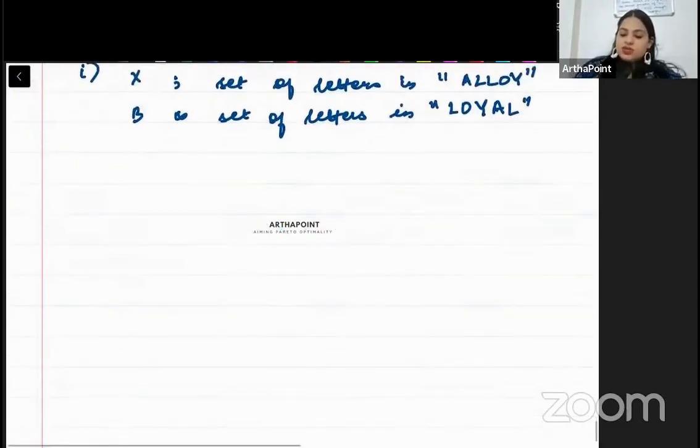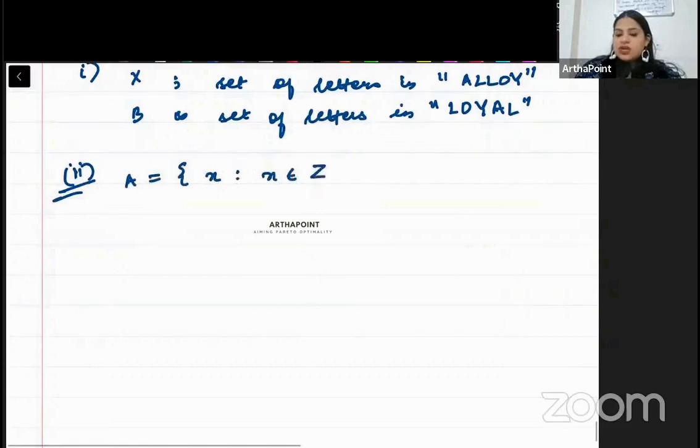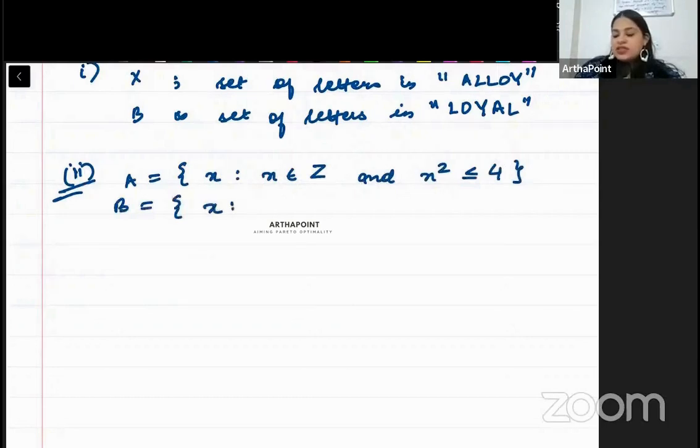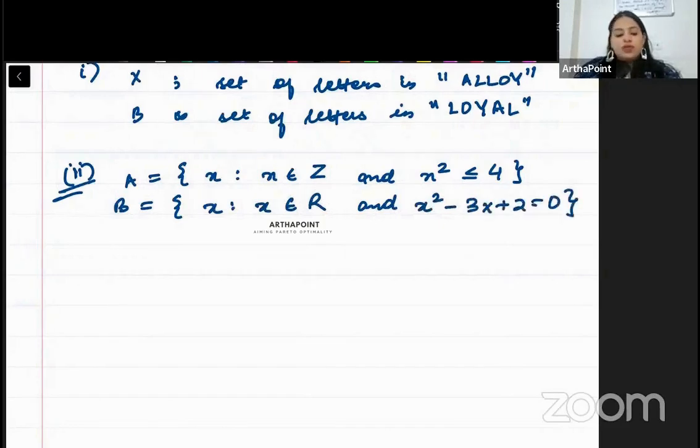Acha, next question likho, second. A is such that N belongs to Z and N square is less than equal to 4. B is such that X is such that X belongs to R and X square minus 3X plus 2 is equal to 0. So you have to tell me whether A and B are equal sets or not.